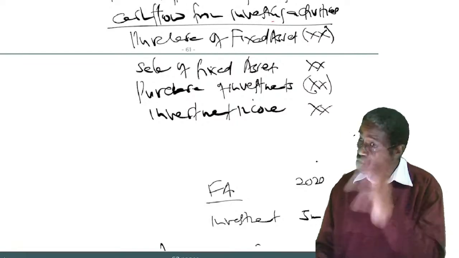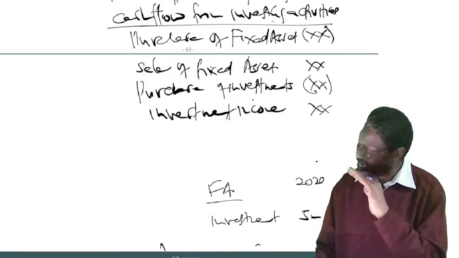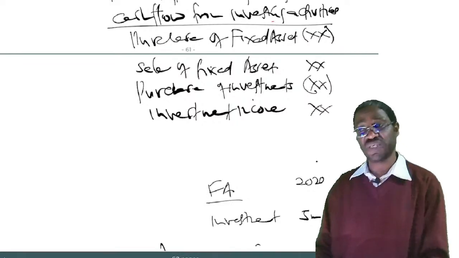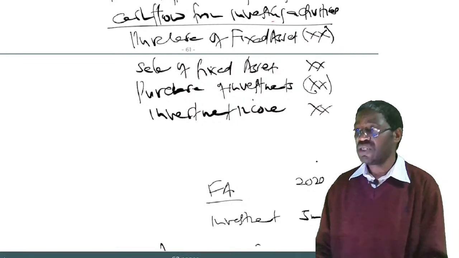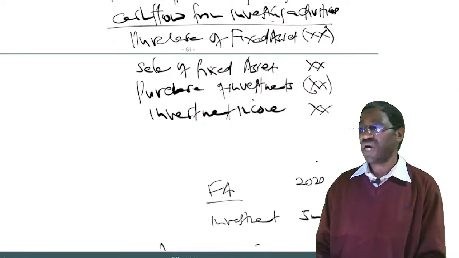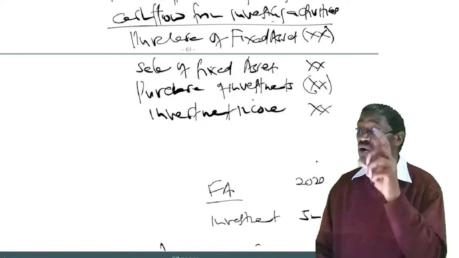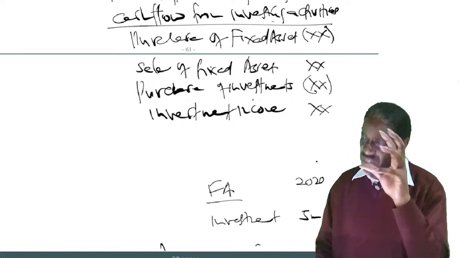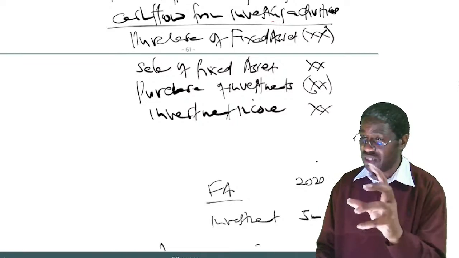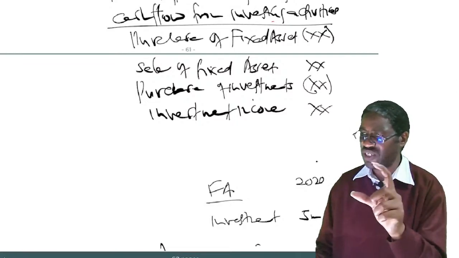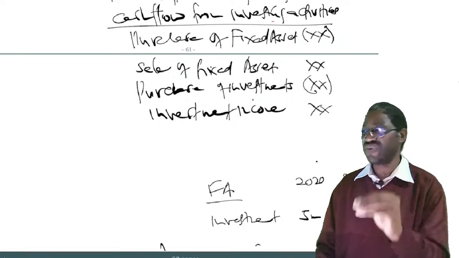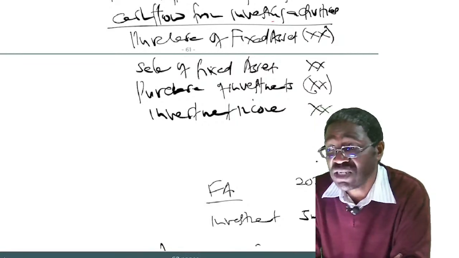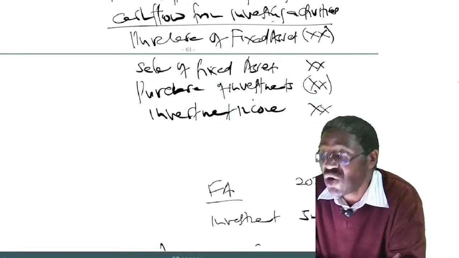Because you are receiving it from a long-term investment, it relates to a fixed asset. Some students forget that investment income as far as investing activities are concerned. It is not an operating activity. Listen, you are receiving an income from your investment. It is not an operating activity. It is an investing activity. Yes, I'm saying investment income should be considered.